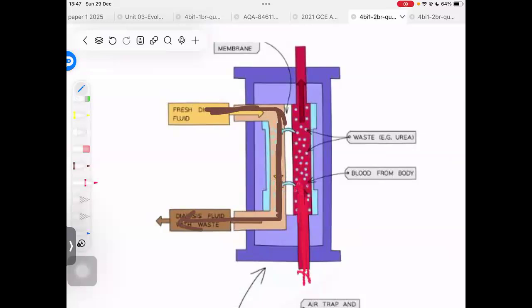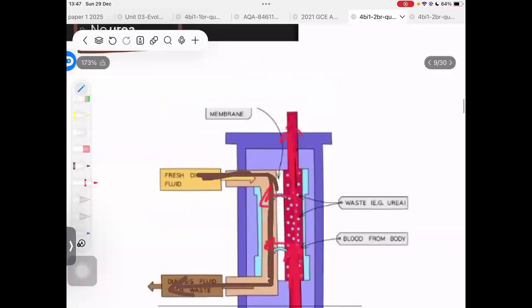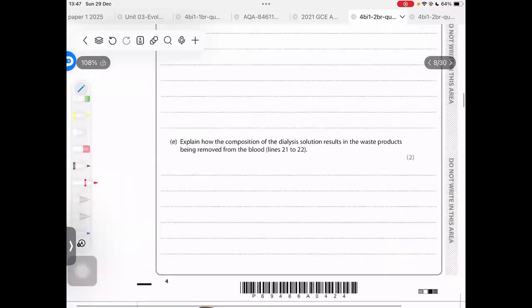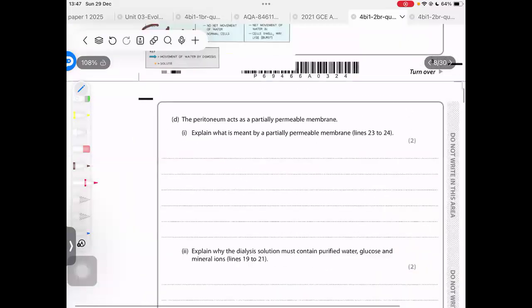The blood which is being contaminated enters in, and because of diffusion, urea passes into the dialysis fluid, and again purified blood gets removed from the dialysis fluid. That's how our blood gets purified using the dialysis fluid.